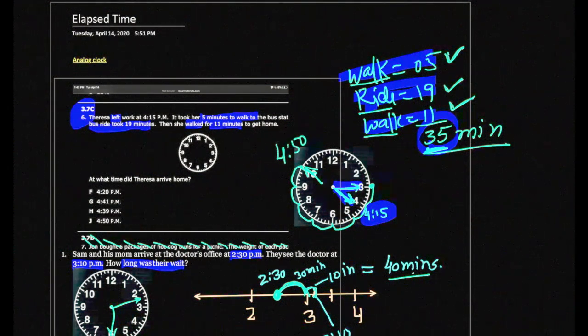This question is really easy. You could have done 4:15 and then added 35 minutes, so it will be 4:50. But the next questions will be a little bit harder.